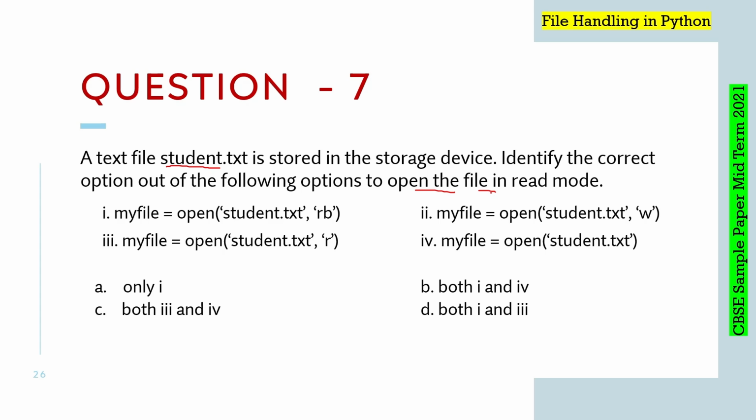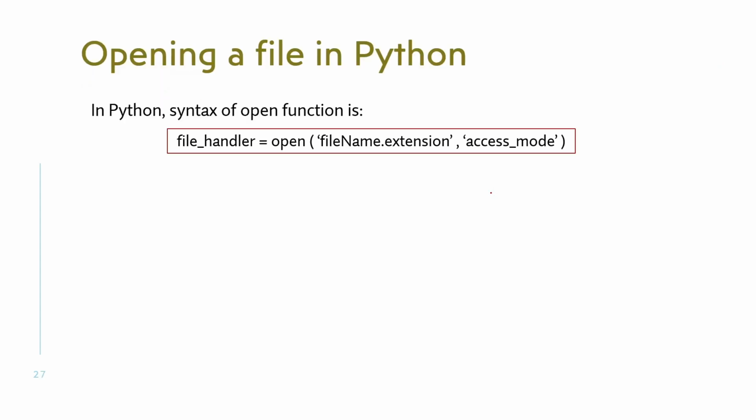In order to answer these kinds of questions, first of all, you should be aware of how to open a file in Python. Second, what are the access modes we have and what are the functionality or operations they provide. So first things first, in order to open a file, you need to use the open function, which allows us to use two parameters. First one is the file name, that is abc.txt or myfile.txt, student.txt, whatever is the name of the file, and access mode.